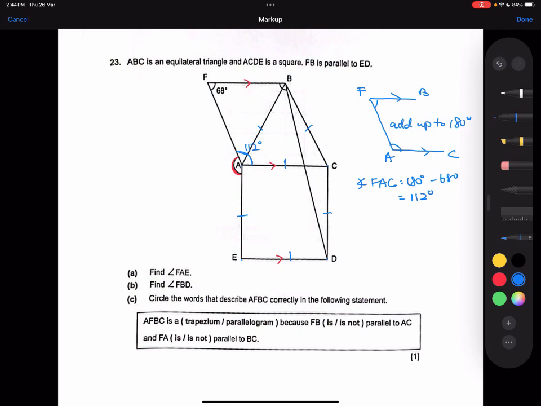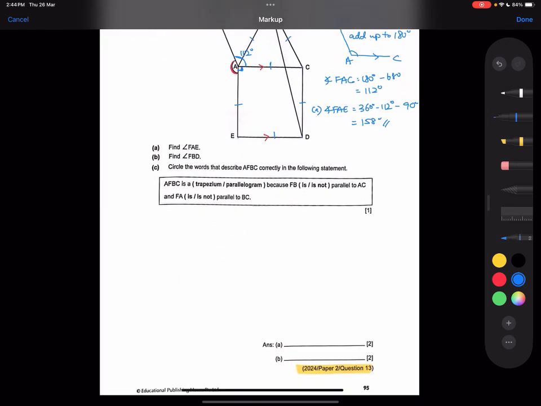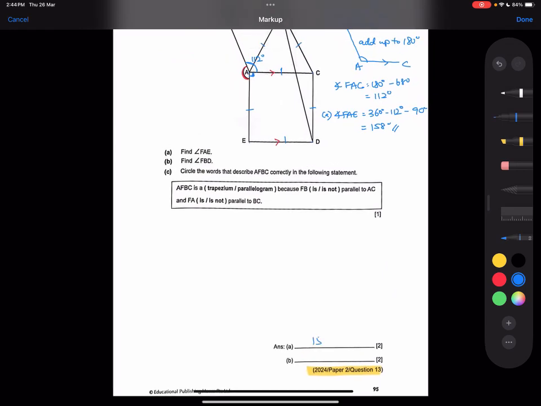Alright, and given that ACDE is a square, we know that this is 90. So let's find our answer for part A. Angle FAE is equals to 360 degrees minus 112 degrees minus 90 degrees. Okay, and this will give us 158 degrees. This is our answer for part A.